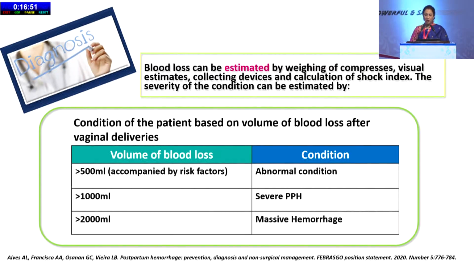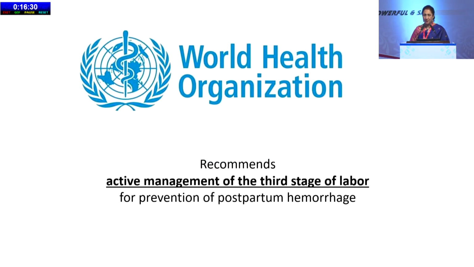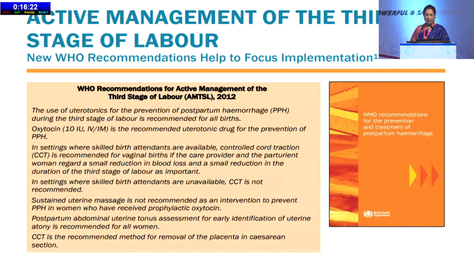Blood loss could be estimated by visual estimates, or now we have good collecting devices, and Fox has also brought about a collecting device for measuring the amount of blood loss, along with the shock index. More than 500 would be an abnormal condition. If it's more than 1000, it's a severe PPH, and more than 2000 is going to be a massive hemorrhage. Therefore, the World Health Organization recommends active management of the 3rd stage of labor for preventing PPH.